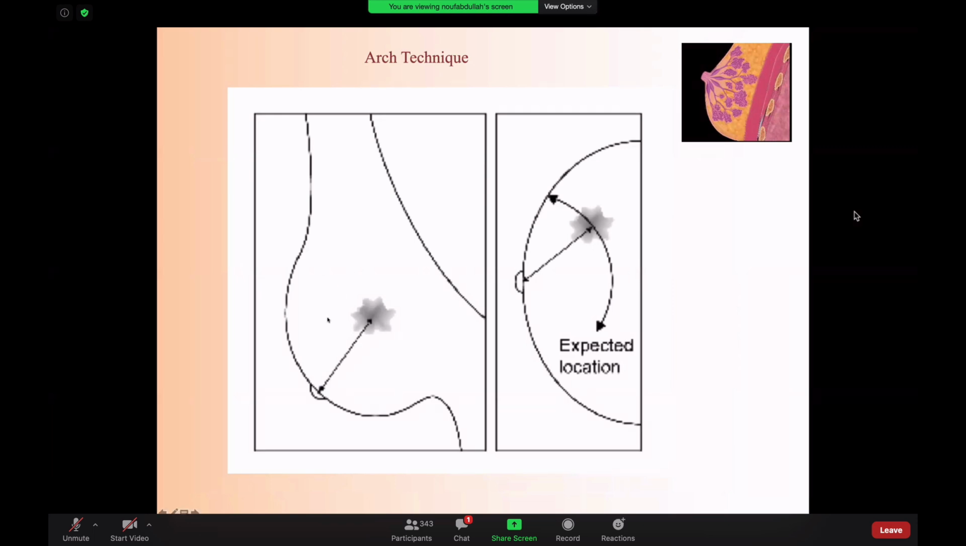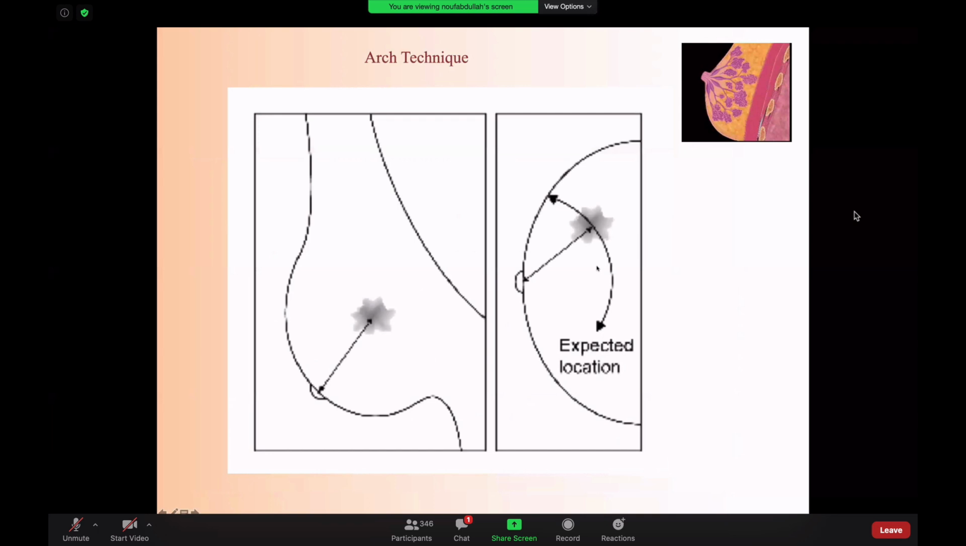The other thing that you have to keep in mind, guys, is the arc technique. What's an arc technique? For example, if I have a lesion located on the MLO, and I'm not sure where is the location of this lesion on the CC view. So how can I be sure? You have to find the lesion with a similar density, similar size, similar appearance on the CC view.